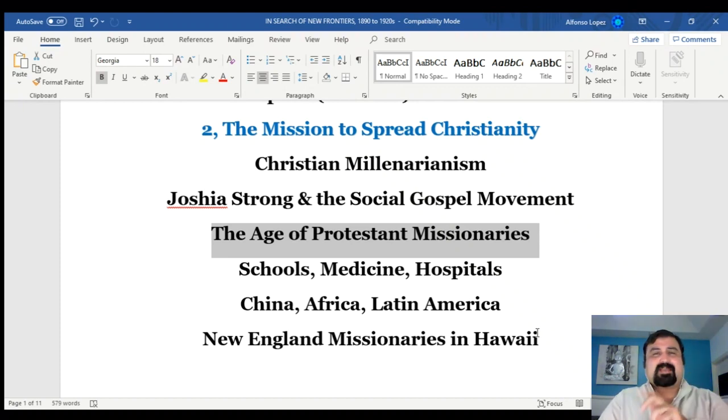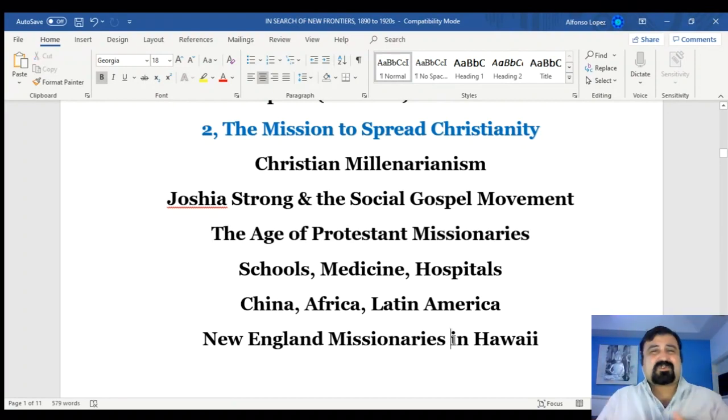There were also New England missionaries, many of them going to Hawaii, and in Hawaii, in the latter part of the 19th century, they were also engaged in building schools and hospitals and spreading Christianity in this region. So this is all I have for you.